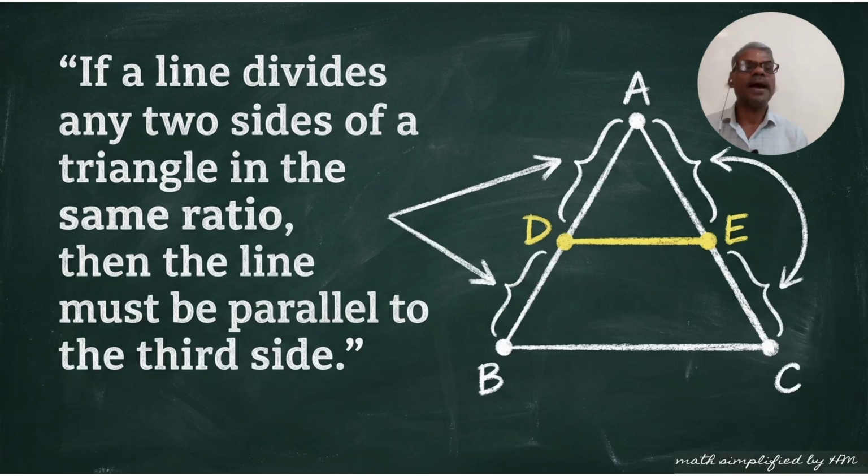Let us start by reading the official statement of the theorem. If a line divides any two sides of a triangle in the same ratio, then the line must be parallel to the third side. That means in triangle ABC, if line DE intersects side AB at point D and side AC at point E in such a way that AD upon DB is equal to AE upon EC, then DE is parallel to BC.